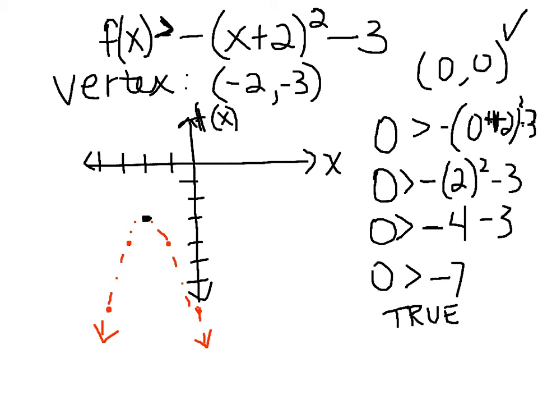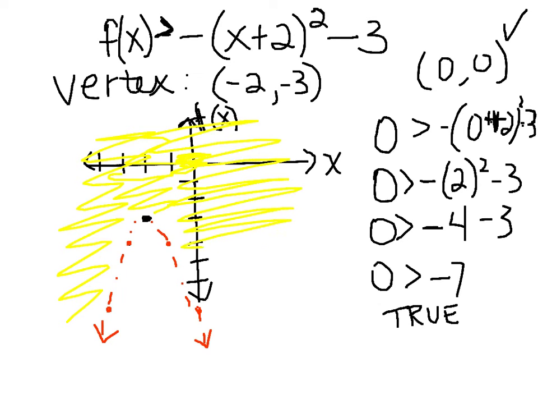So I'm going to come back over here. 0, 0 is right here. If I shade this part, I've got to shade the whole grid except the inside of the parabola.